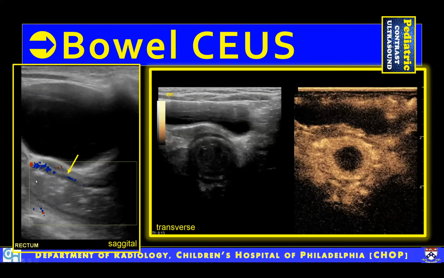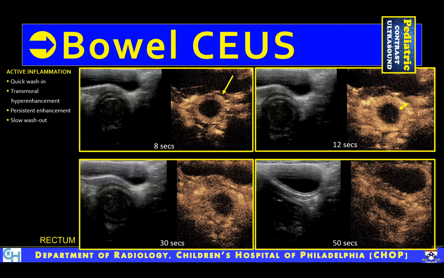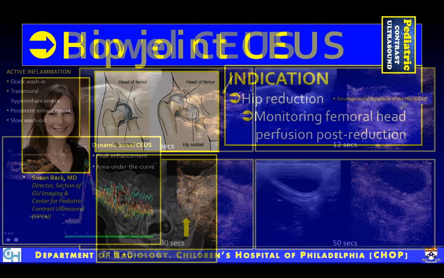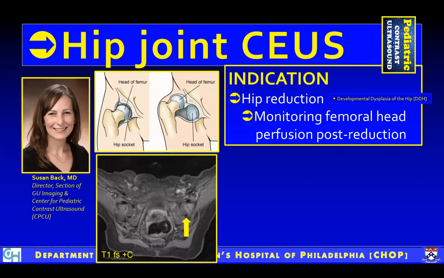And if you look at the static images over time, there is a significant enhancement and a quick wash-in, a transmural hyper-enhancement, a persistent enhancement, and slow washout point to the presence of active inflammation. And the same thing we can do also with time intensity curves.